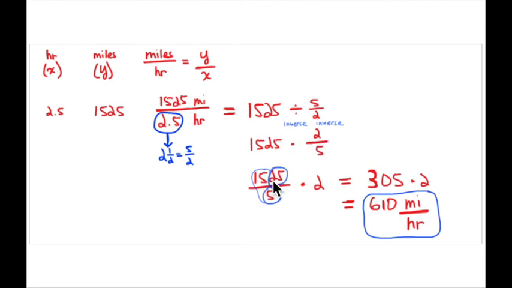So 1,525 divided by 5. Now this is pretty easy. 15 divided by 5 is 3, that's 300. And 25 divided by 5 is 5. It's now just 305 times 2, which is equal to 610 miles per hour.